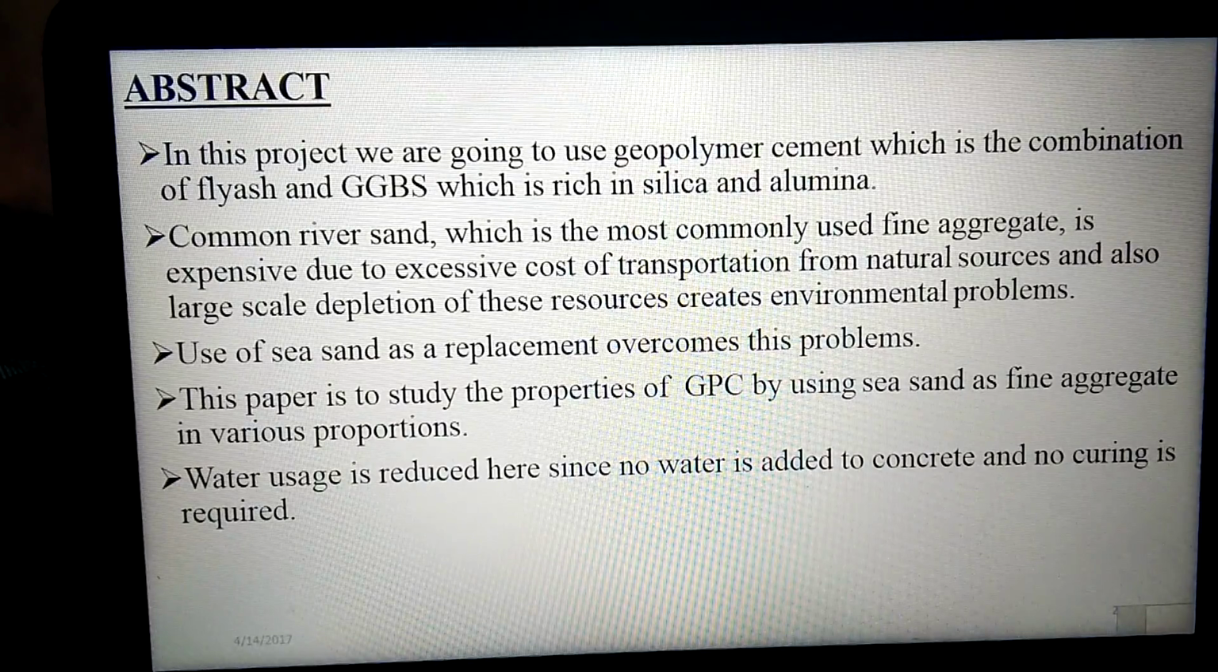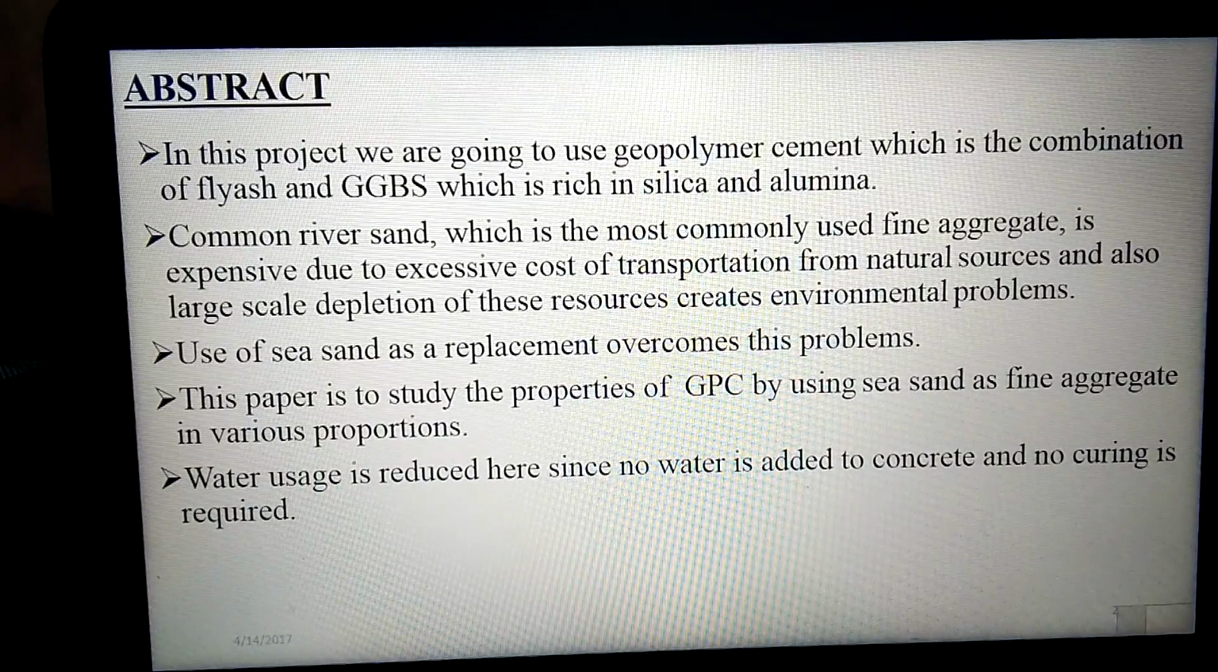This is our abstract. Actually, we all know that in the construction industry, concrete is the main ingredient which is added. In our project, we are going to replace ordinary Portland cement by geopolymer cement and river sand by sea sand. We all know that river sand is nowadays becoming costly due to its cost and transportation, and also natural depletion has been caused, which creates environmental problems.